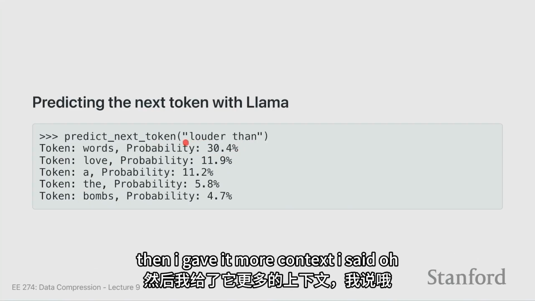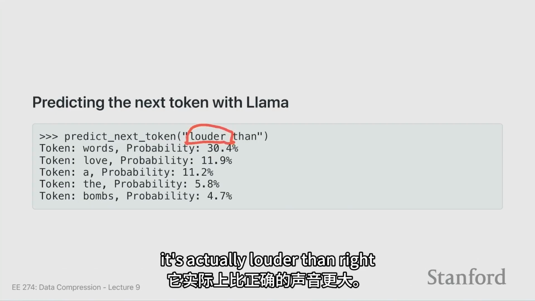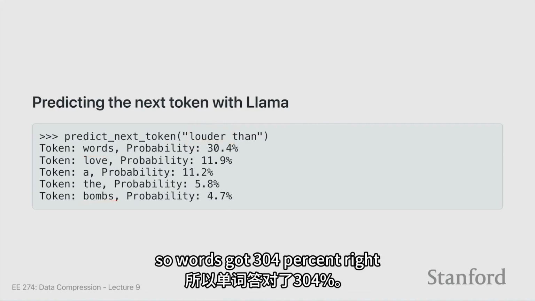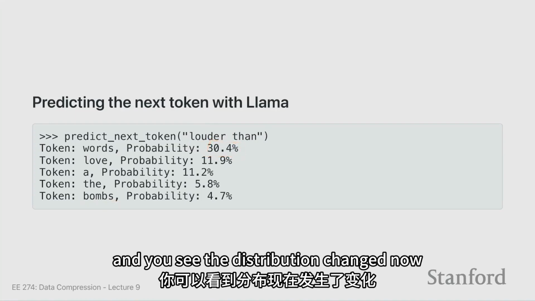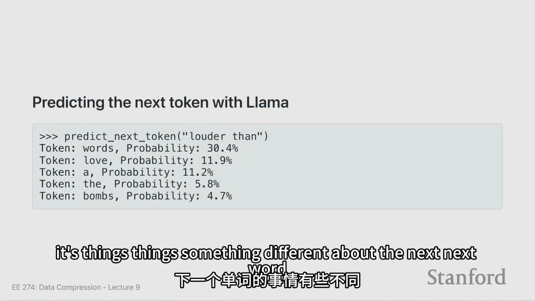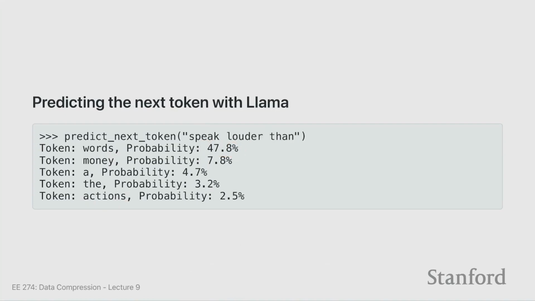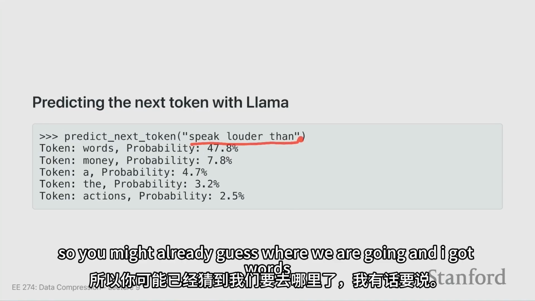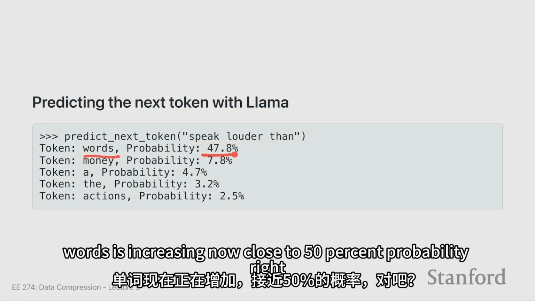Then I gave it more context. I said, it's actually "louder than", and now you see "louder than words, bombs". Words got 30.4%. So I gave it more context and you see the distribution changed. Now it thinks something different about the next word. Then I said "speak louder than", so you might already guess where we are going, and I got "words", increasing now, close to 50% probability.